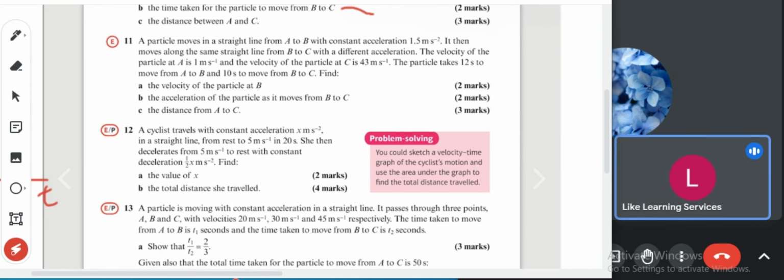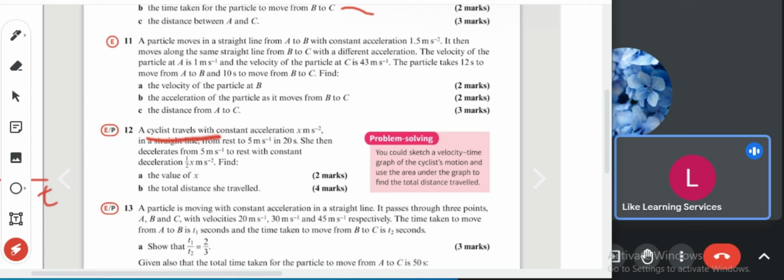All right. A cyclist, a constant acceleration in a straight line from rest to 5 meters per second. From rest, that's initial velocity is 0, final velocity is 5, in 20 seconds. She then decelerates to rest with constant deceleration of this. Find the value of x. Okay. She then decelerates to rest with constant deceleration of this. Okay, all right. Let me see.